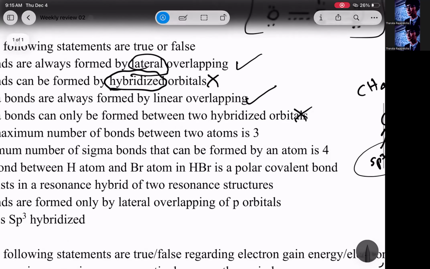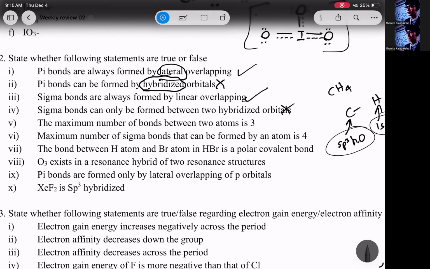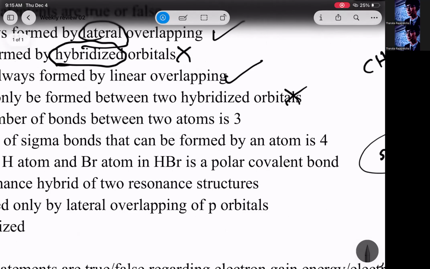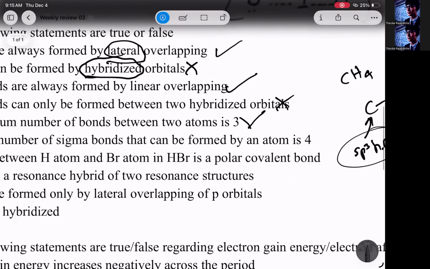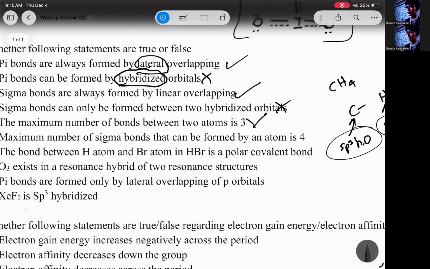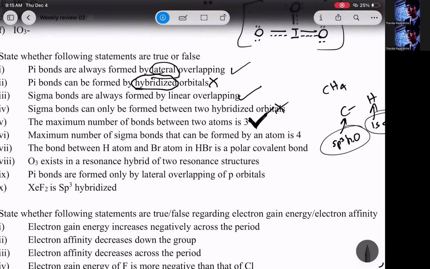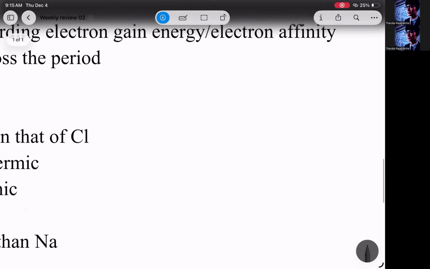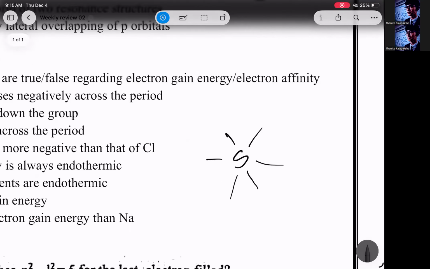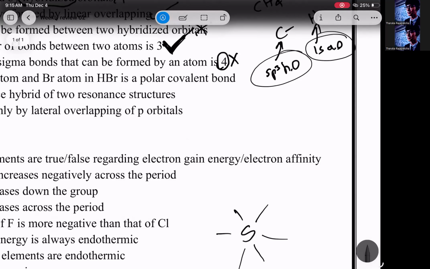The fifth one, maximum number of bonds between two atoms is 3. That is correct. There can be 2 pi bonds and 1 sigma bond. Never can it form 4 bonds, people. So it's correct. Then sixth one, the maximum number of sigma bonds that can be formed by an atom is 4. Wrong. Because sulfur, xenon, now we've done Lewis structures. Sulfur and others can form 6 bonds. Sulfur can form octahedral geometry, people. An atom can form 6 bonds. That's possible, not only 4. That's wrong.